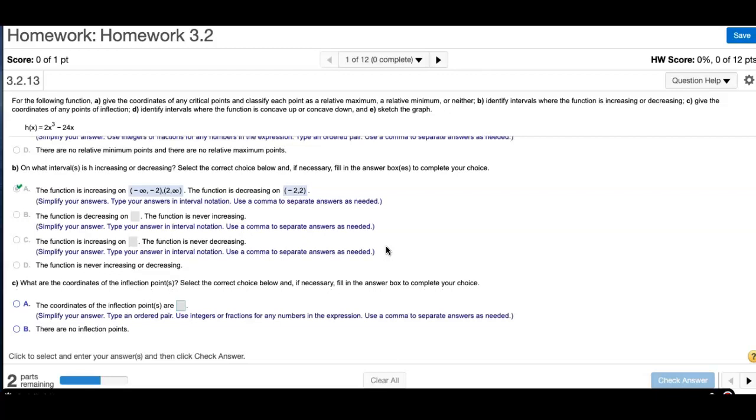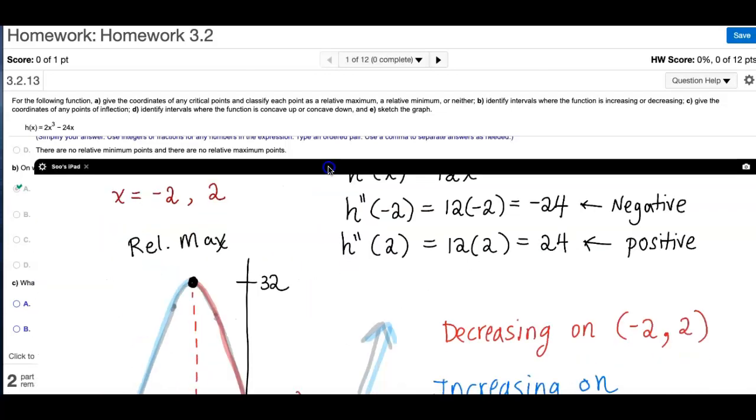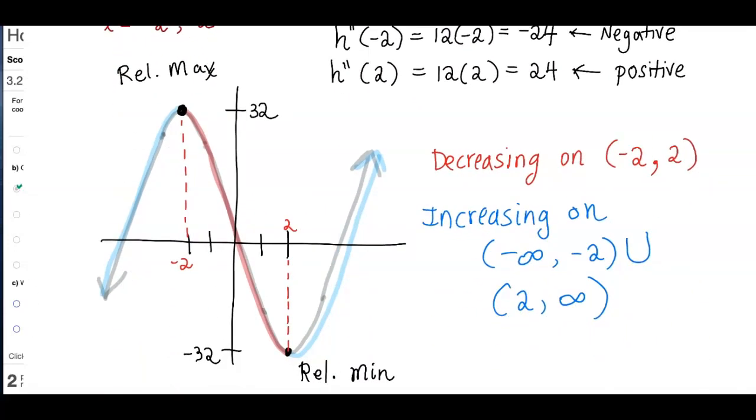What are the coordinates of the inflection points? So for inflection point, I need to do the second derivative, set it equal to 0 and check the signs to the left and sign to the right. Okay, so let me see. I got my notepad ready.